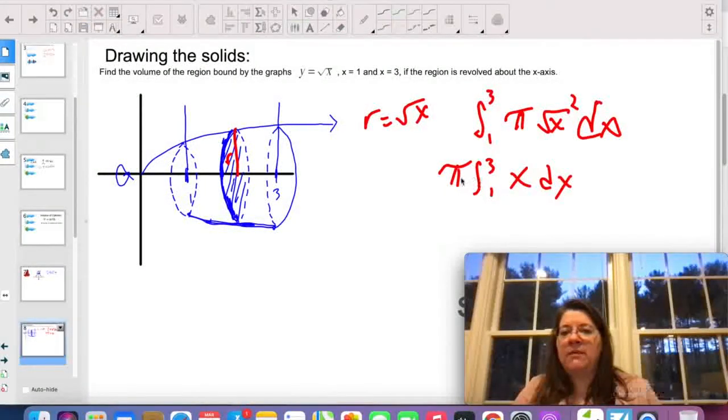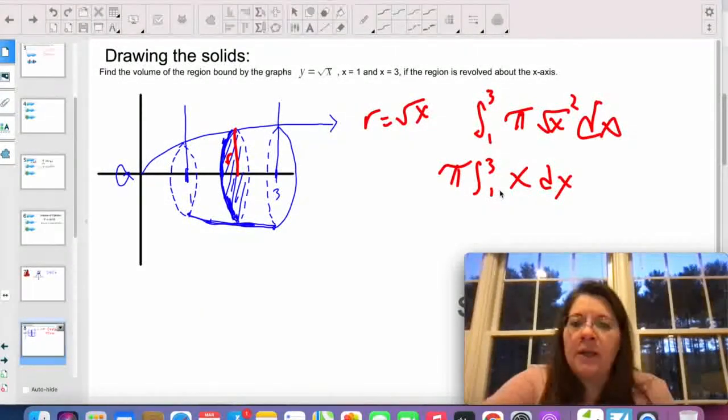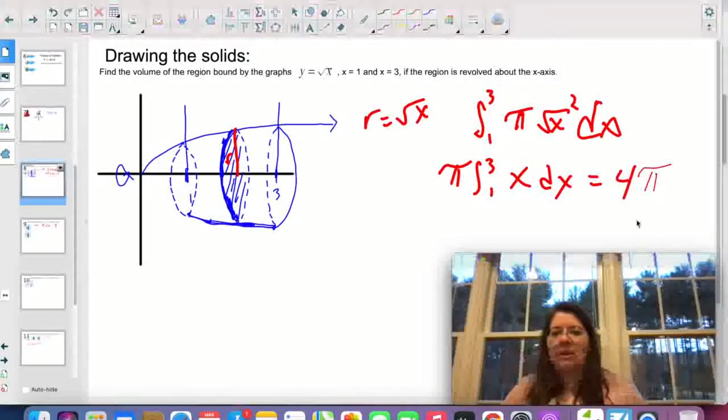So this one ends up being a very, very simple problem. We could integrate that. The integration would be x squared over 2, and then plug in the 3 and the 1 and come up with our answer. And so if I do this one on my calculator, my answer is 4 pi.